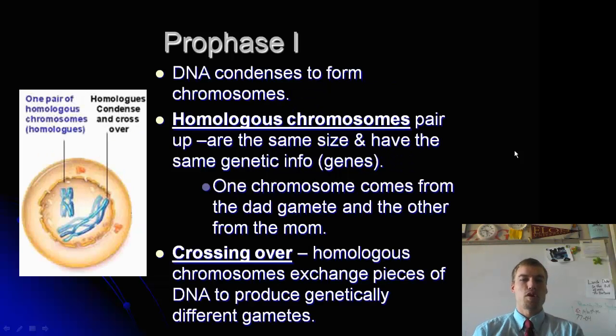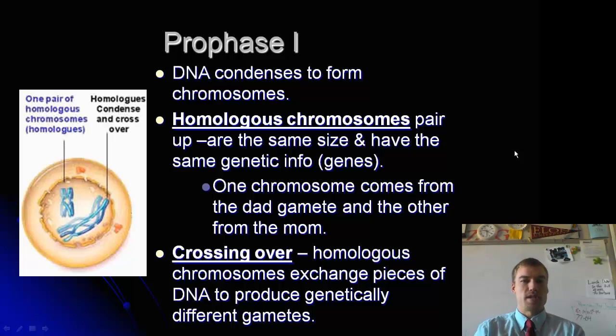We then have prophase I. The DNA is going to condense to form chromosomes just like in mitosis. However, at this time, our homologous chromosome pairs come together. Both of your chromosome 1s replicate, and then they line up next to one another, and we have this process called crossing over. The homologous chromosomes basically exchange information. Homologous means same information.